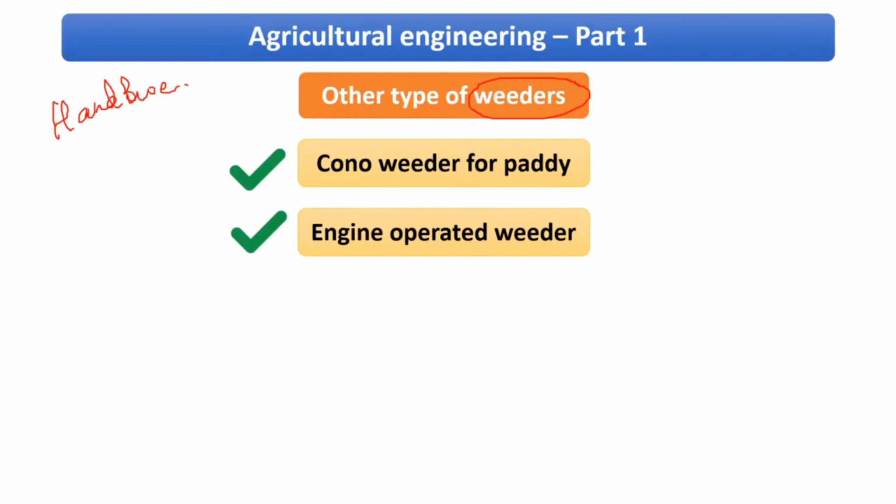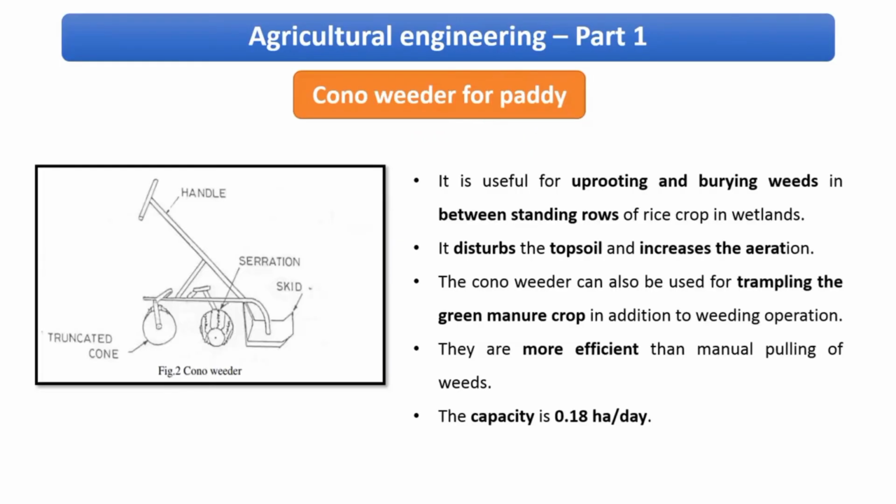Apart from that, there are specific weeders like the Kono weeder, which is used for paddy, right? So you can get a question as to which crop Kono weeders are used for. You need to know this information as well. There are also engine operated weeders specifically. So let us have a look at some of these features. When we talk about the Kono weeder for paddy, you can see the picture here.